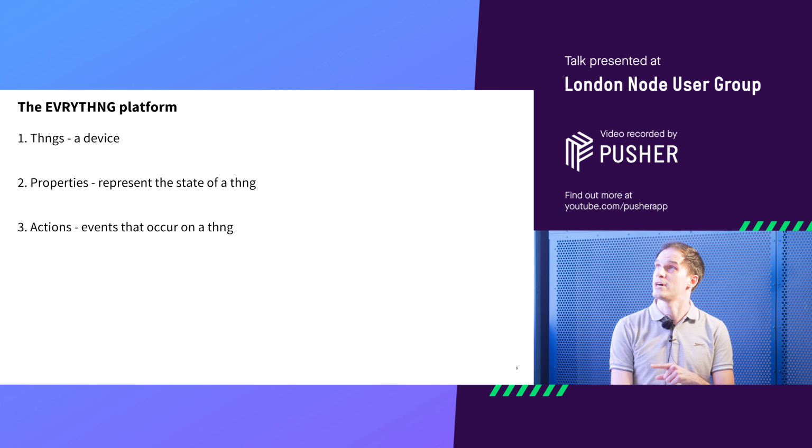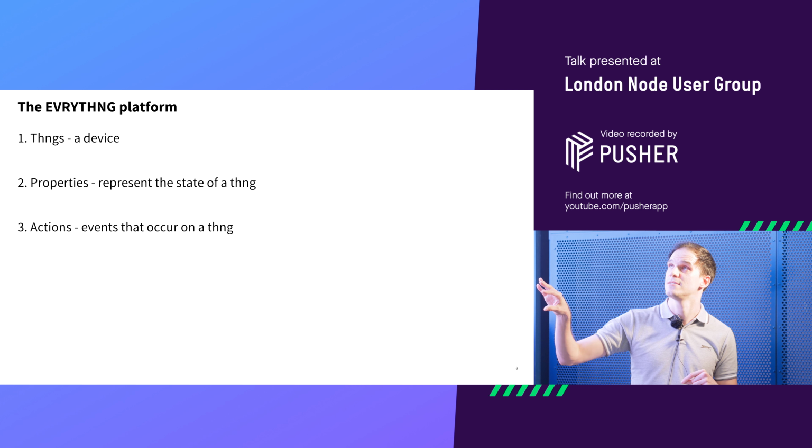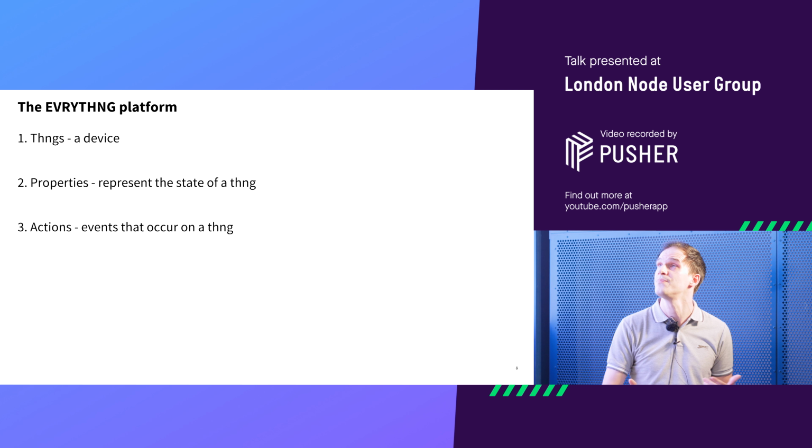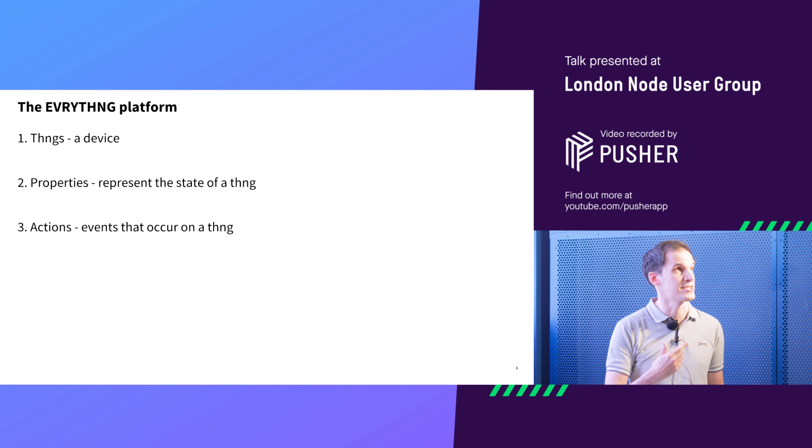Just very quickly before I talk about these integrations, it's probably easier to understand the EVRYTHNG data model. You can create various entities in the EVRYTHNG platform. The main ones are things, which can be a device like a Nest device or a Honeywell device; properties that represent the state of this device; and then actions, which are events that occur on the device.